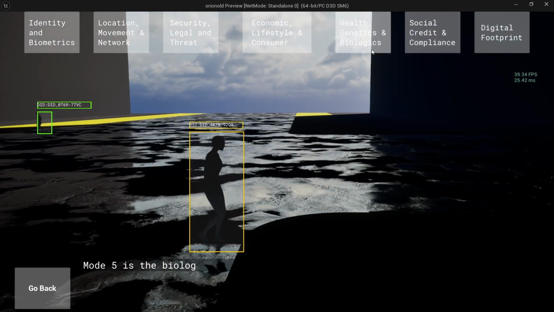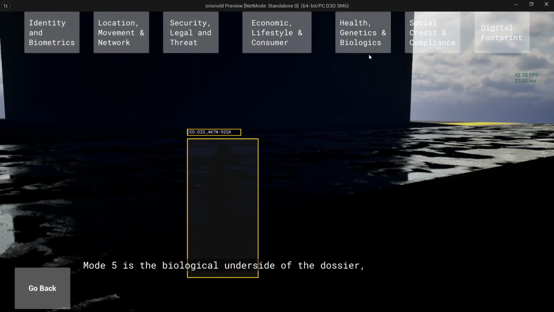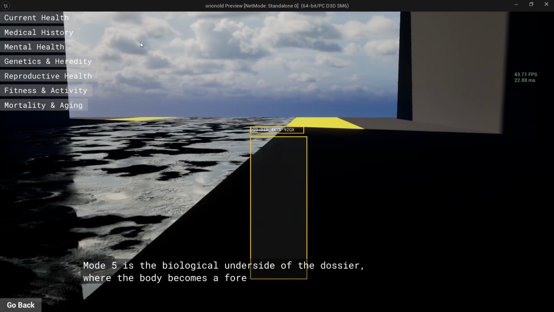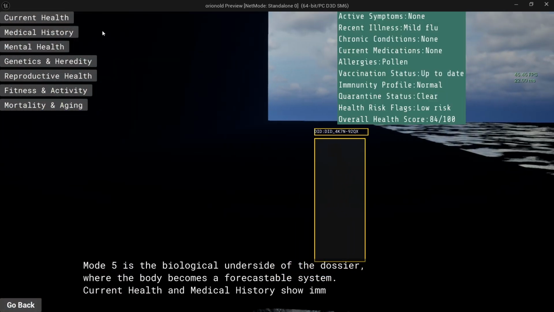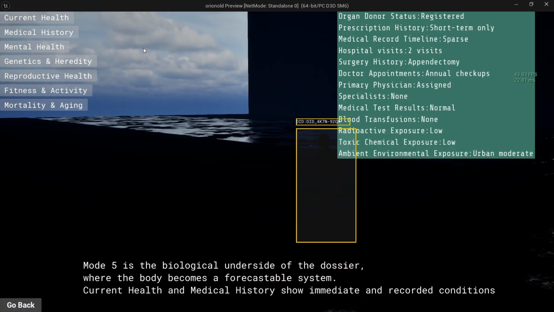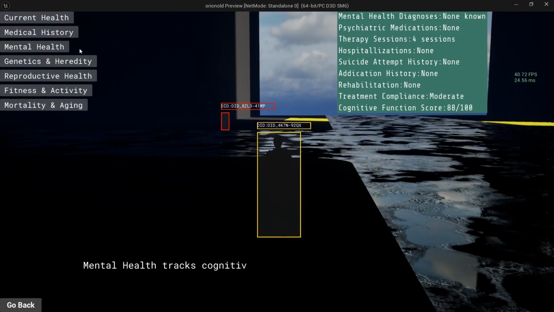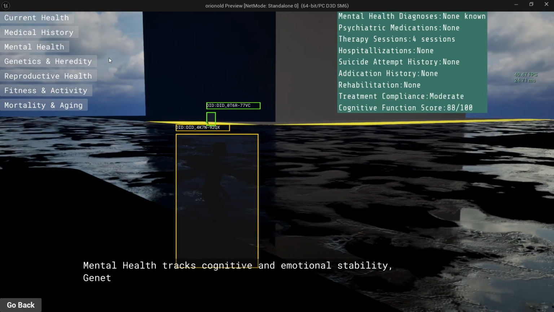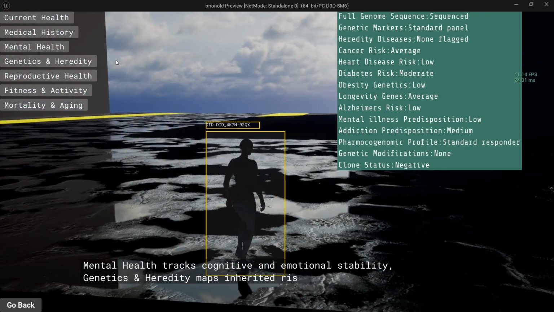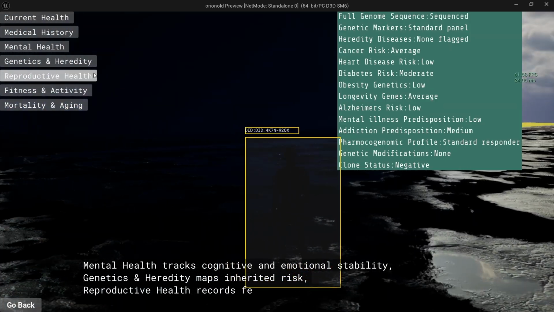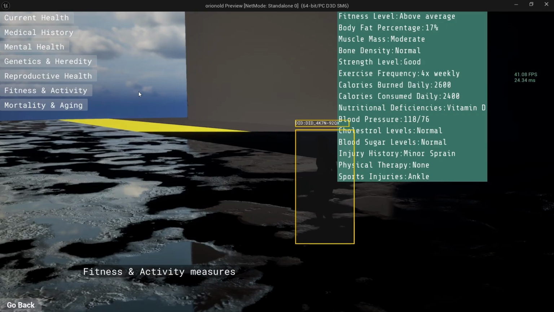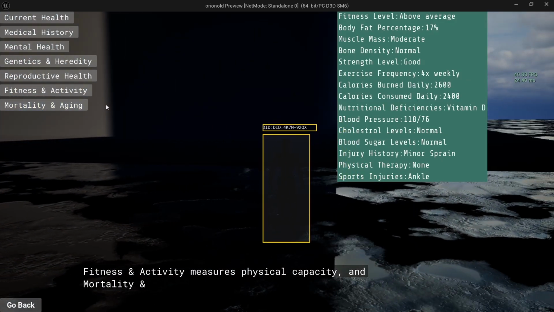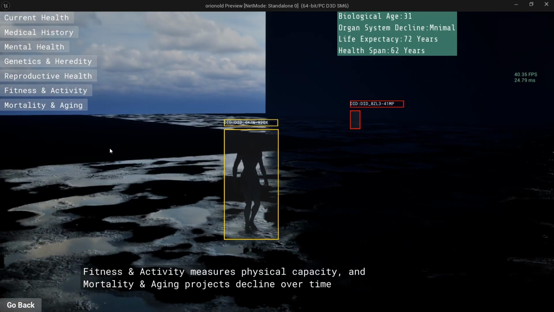Mode 5 is the biological underside of the dossier, where the body becomes a forecastable system. Current health and medical history show immediate and recorded conditions. Mental health tracks cognitive and emotional stability. Genetics and heredity maps inherited risk. Reproductive health records fertility and family potential. Fitness and activity measures physical capacity, and mortality and aging projects decline over time.